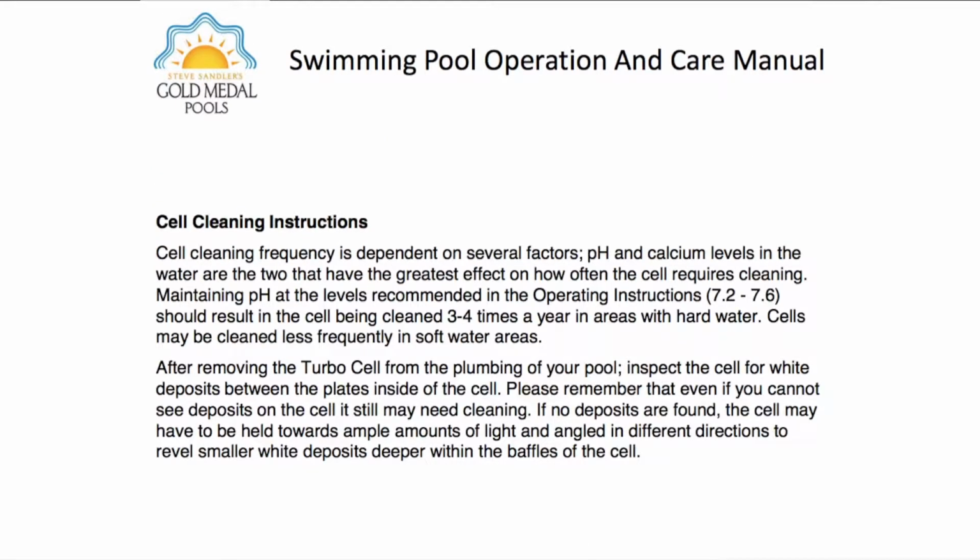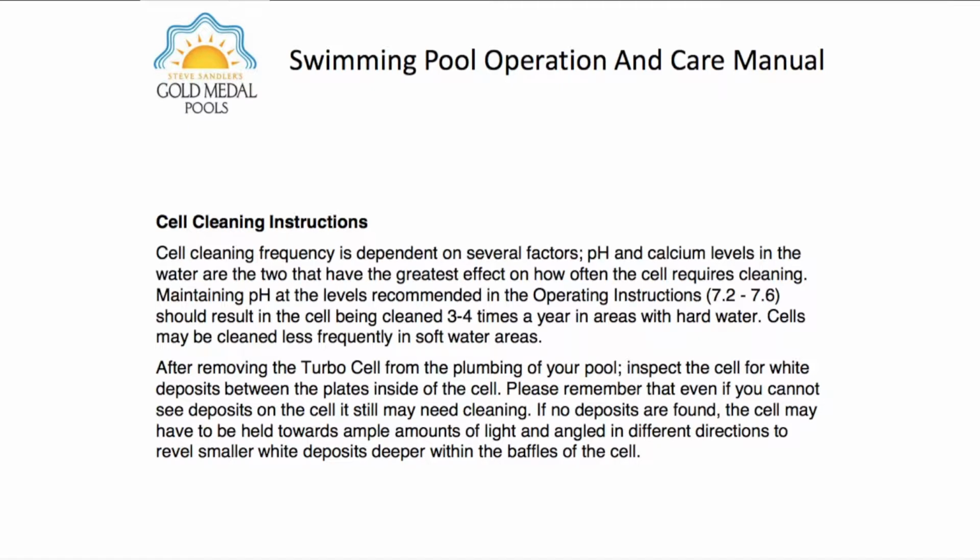Cell cleaning frequency is dependent on several factors. pH and calcium levels in the water are the two that have the greatest effect on how often the cell requires cleaning. Maintaining pH at the levels recommended in the operation instructions, 7.2 and 7.6, should result in the cell being cleaned 3 to 4 times a year in areas with hard water. Cells may be cleaned less frequently in soft water areas.